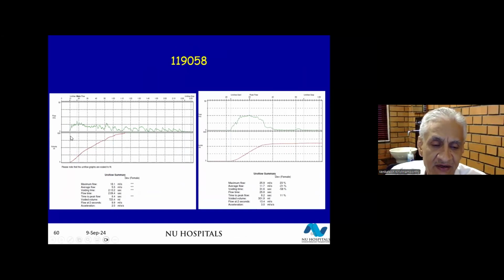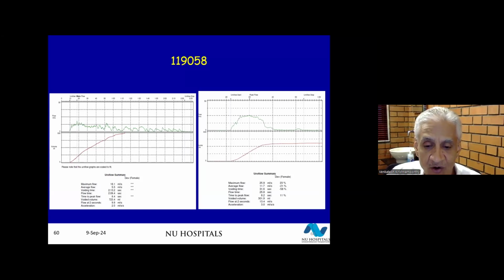So at 723 ml, this is the kind of interrupted flow, more like a staccato voiding. But when the volume is 300, you find that the curve is much better. And this is what we tell patients when we talk to them about urotherapy. You tell them drink only as much water as you need, do timed voiding.